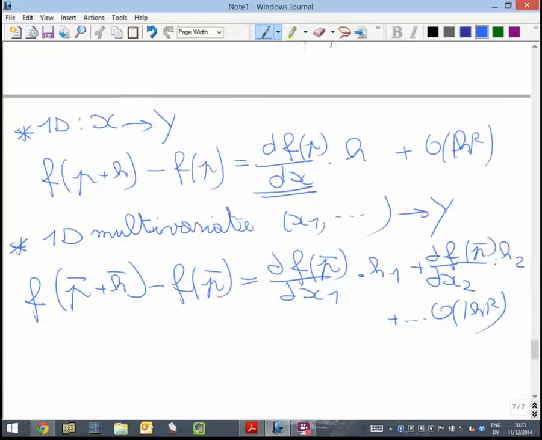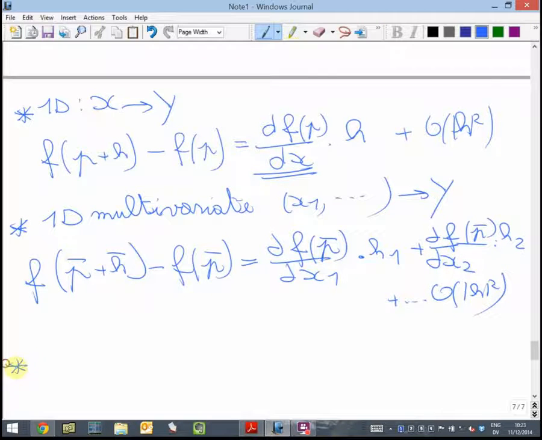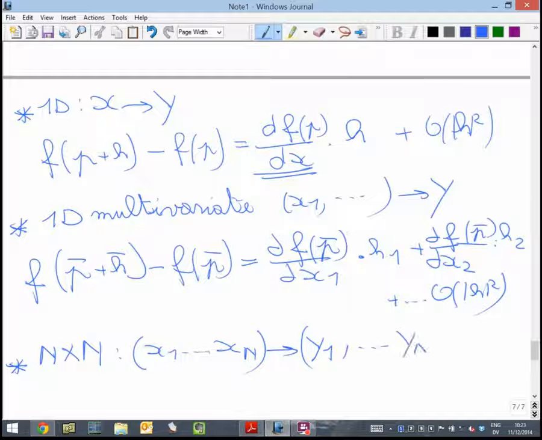Okay. But now, the most general case, the case that we want to study, is where you go from, for example, a 2D system to a 2D system, or rather from an ND system to an ND system. So not only do you have x1 to xn being mapped on a single function y, but rather you have a set of n such functions, y1 to yn.